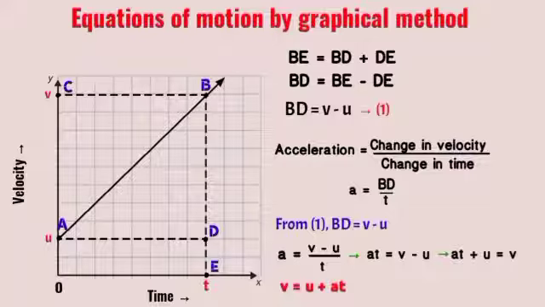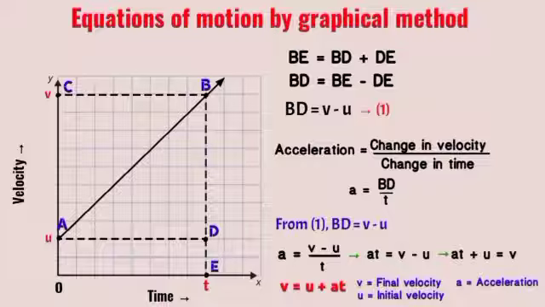of motion. Here, V is the final velocity, U is the initial velocity, A is the acceleration, and T is the time taken. Hence, the proof.